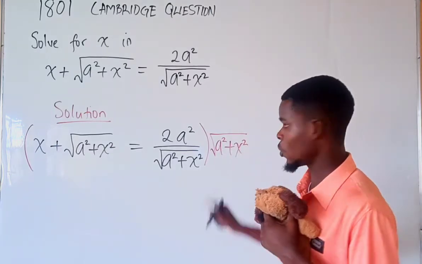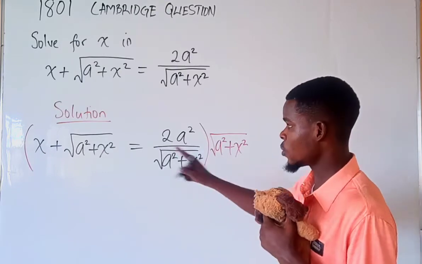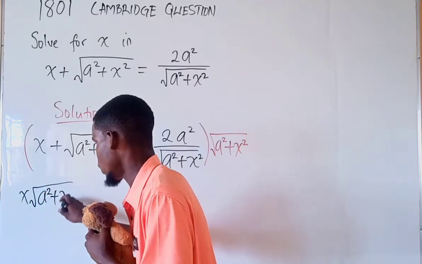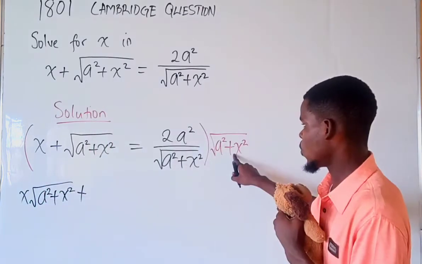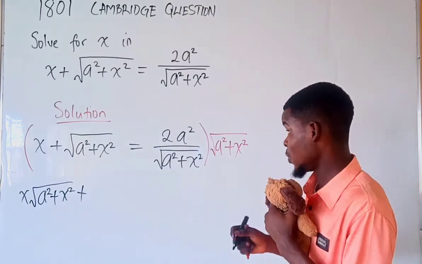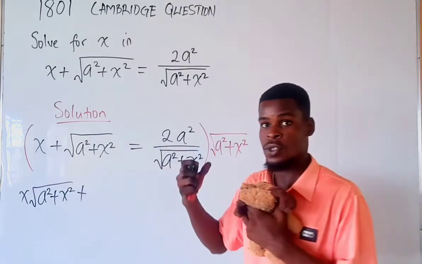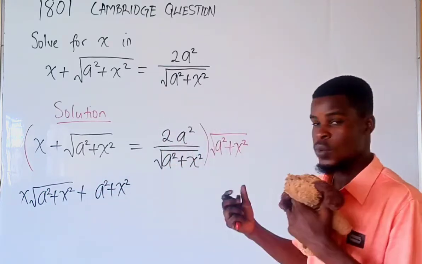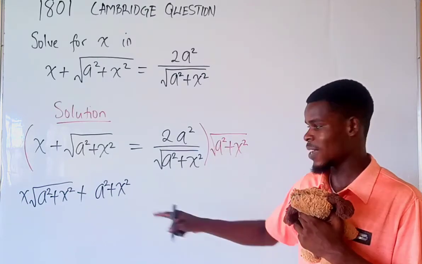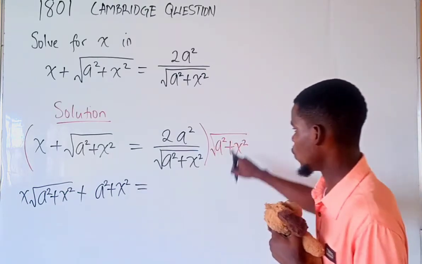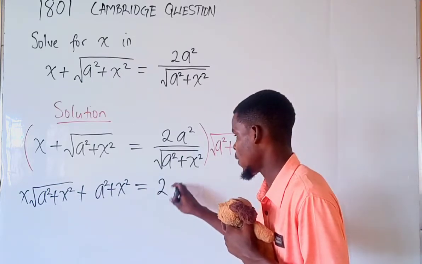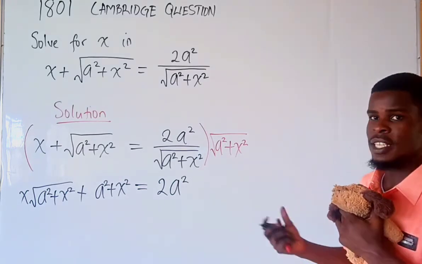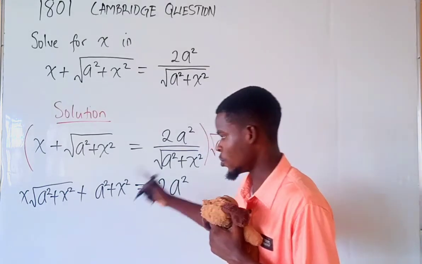When we do that, we split it to each of the terms. The first term gives us x times the square root of a squared plus x squared. Then we add the product of this and that, which is just the square root squared, that is a squared plus x squared. You notice when we square the square root, the square and the square root cancel, and we are left with this. Then this will be equal to 2a squared on the right-hand side, since this and that cancel.